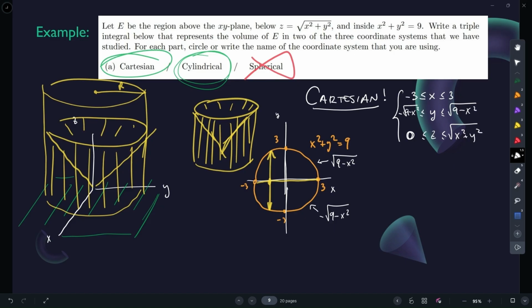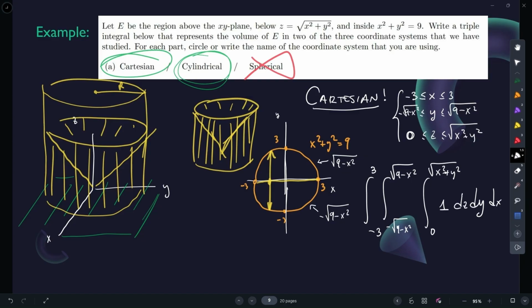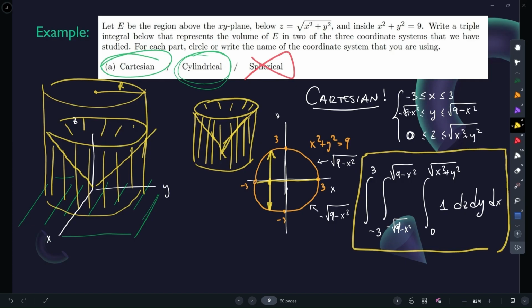So all in all, if I want to set this up as a triple integral, I would go in x between minus 3 and 3. In y, we're going to go from minus the square root of 9 minus x squared to the square root of 9 minus x squared. In z, it is going to go from 0 to the square root of x squared plus y squared. And I'm integrating the function 1 because I'm integrating a volume. So that is the expression that I was looking for in Cartesian coordinates, given like this.